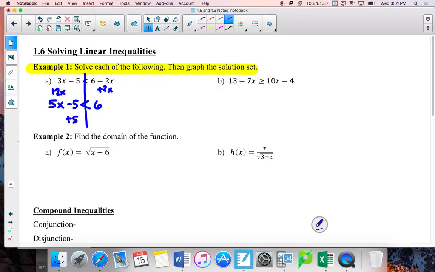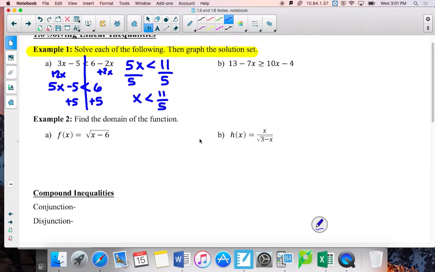Add 5. 5x is less than 11. Divide both sides by 5. X is less than 11/5. Now they want us to also graph this. So I'm going to actually graph it off to the side so I have some room.